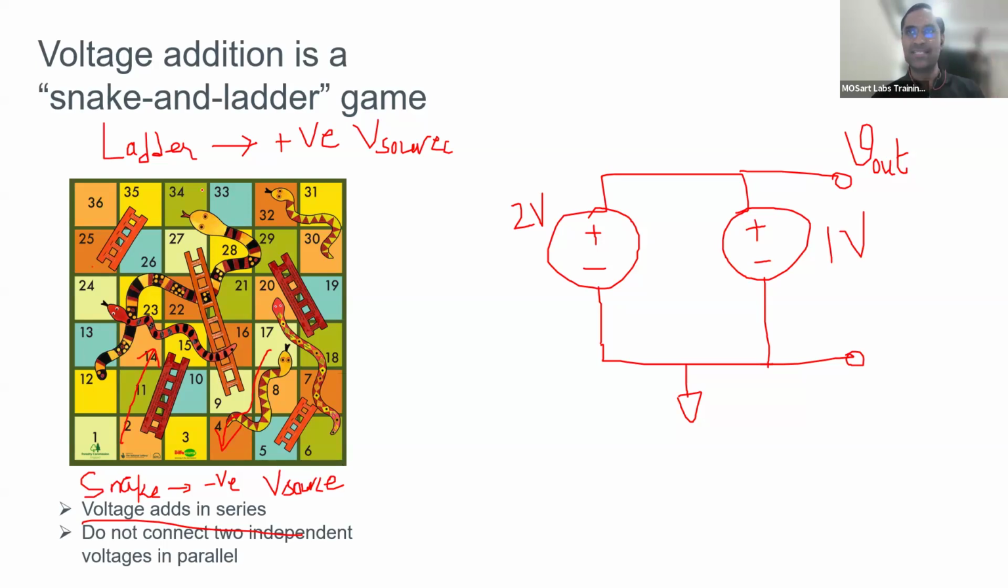Okay, so we said voltages add in series, that's fine. But what happens when you connect them in parallel? So who wants to answer this? Is it 2 volt? Is it 1 volt? Or is it 1.5 volt? Is it 0? What happens when you connect 2 volt and 1 volt in parallel? A classic interview question. Classic interview question.